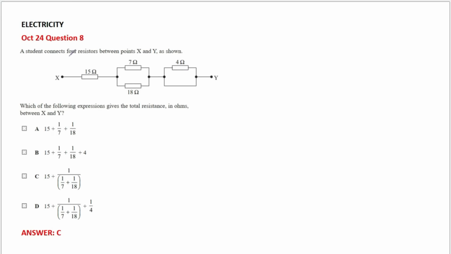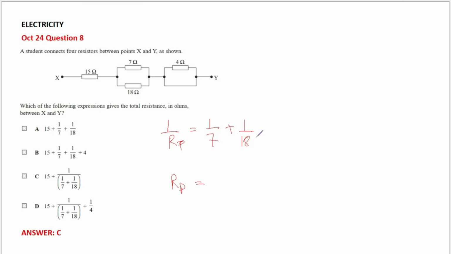So this is what you have to focus on, just this bit, just this part. So let's start with this bit. So 7 ohm and 18 ohm are in parallel, right? So total resistance in parallel is given by 1 by RT equals 1 by 7 plus 1 by 18, right? But if you have to find out, let's call this RP.